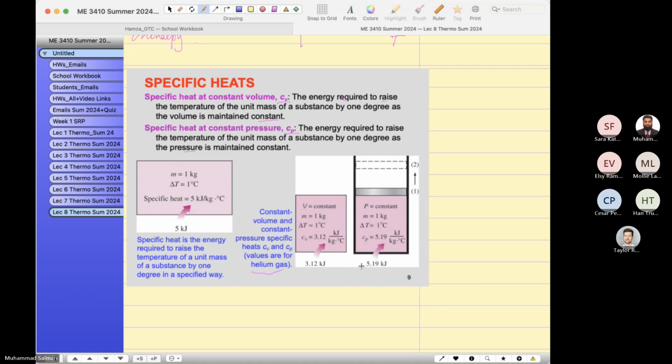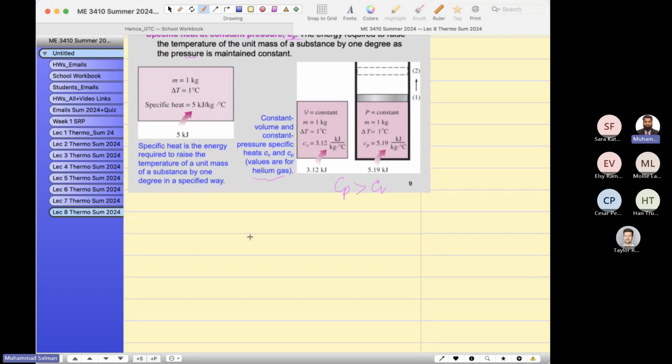Cp is always greater than Cv. For helium, it is 5.19 for Cp. And there is another relationship which you will find out later on: Cp minus Cv gives you the gas constant. And for a polytropic process, Cp over Cv is the index. So we will learn more about it. I'm just alluding to it early, guys.